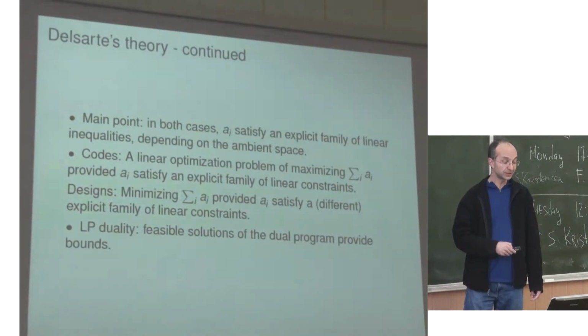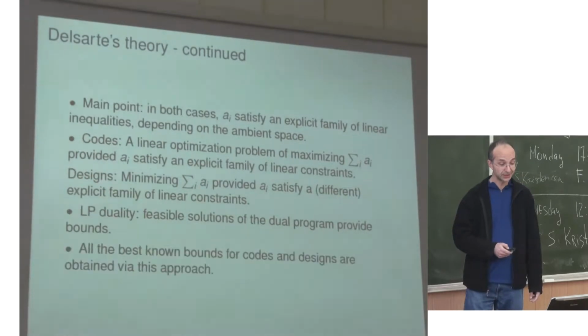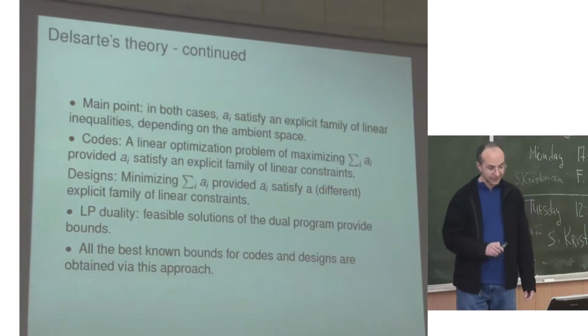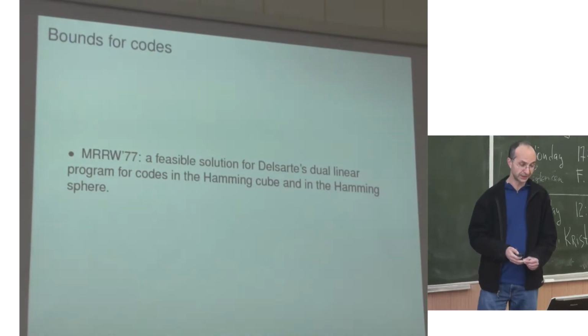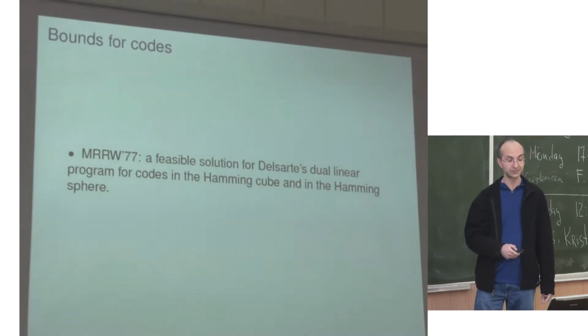And using LP duality, we can pass to the dual program, and any feasible solution of the dual program would give us some bound for codes. And it turns out that all the best known bounds for codes and designs that we know are obtained by this approach, and basically they're obtained through the following fundamental result of McEliece, Rodemich, Rumsey, and Welch from '77.